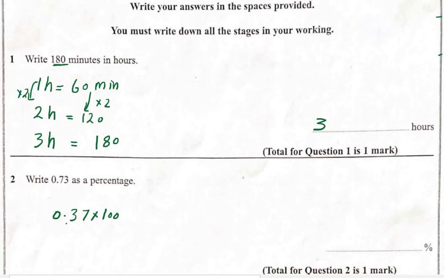In another video I showed you when you times by 10, 100 or 1000, you move the decimal to the right. Here it's 2 zeros, so you move 2 places, 1 and 2. So our answer is going to be 73. We don't need to write the point at the end, so the answer is 73%. Hope you understand.